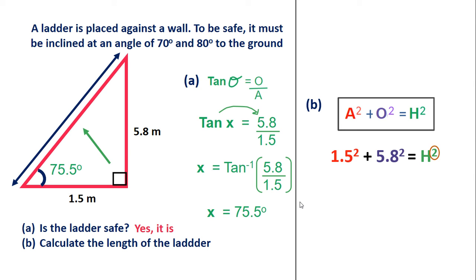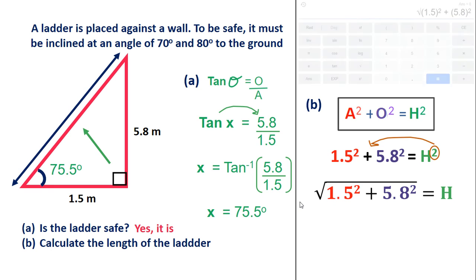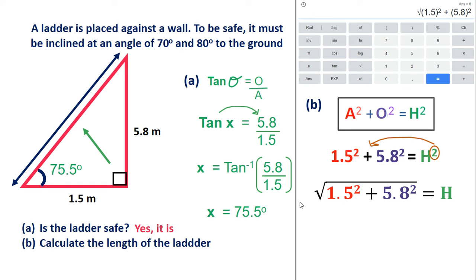Now if I take this h squared, if I take the square to the other side, it turns into a square root. So I'll be writing square root of 1.5 squared plus 5.8 squared equals the h. And h is basically the length of the ladder. So writing all of that down on my calculator again, square root of 1.5 squared plus 5.8 squared gives me 5.9908, and so on. So I can just round it off and write it down as h equals 5.99 meters. That means that the length of my ladder is equal to 5.99 meters.